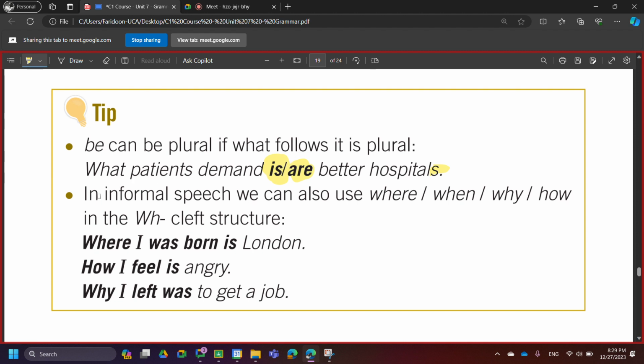In informal speech, we can also use where, when, why, how in the WH cleft structure. Example, where I was born is London. How I feel is angry. Why I left was to get a job, and many more, of course. So these sentences are there.